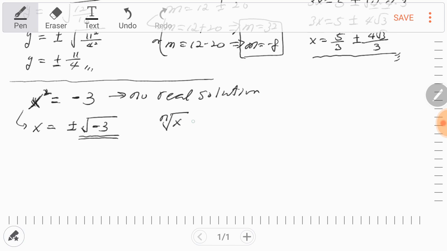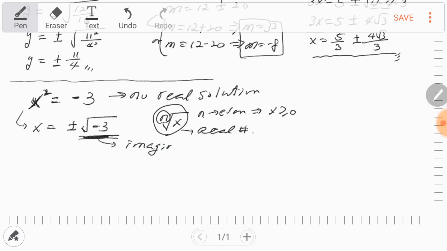If the index is even, then the radicand has to be greater than or equal to 0, so that this will become a real number. But since the square root has a negative radicand, this is not a real number. This is an imaginary number, a complex number. So finally, we can rewrite the solution as plus or minus square root of 3 i. Okay, square root of 3 i, the imaginary number.